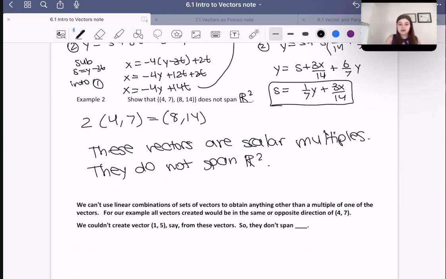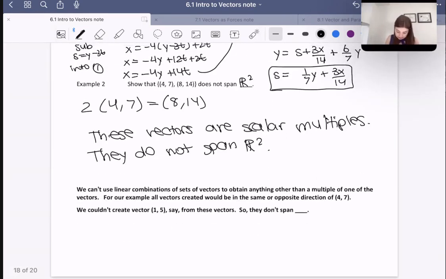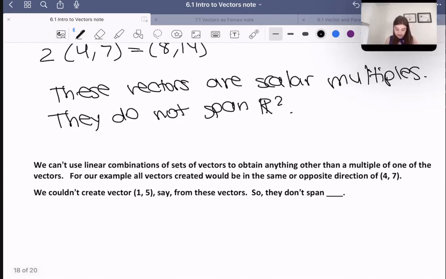Very good. And then here's just a kind of an ending statement to finish off with. It says here that we can't use linear combinations of sets of vectors to obtain anything else other than a multiple of vectors. For example, for our example, all vectors created would be in the same or opposite direction of 4 comma 7. We couldn't create vector 1 comma 5, for example, from these vectors, so they don't span R2, right? So basically, they only span linear combinations of 4 comma 7. They don't span other vectors. And then 1 comma 5 is just one of many, many, many examples in R2 that cannot be spanned by it.